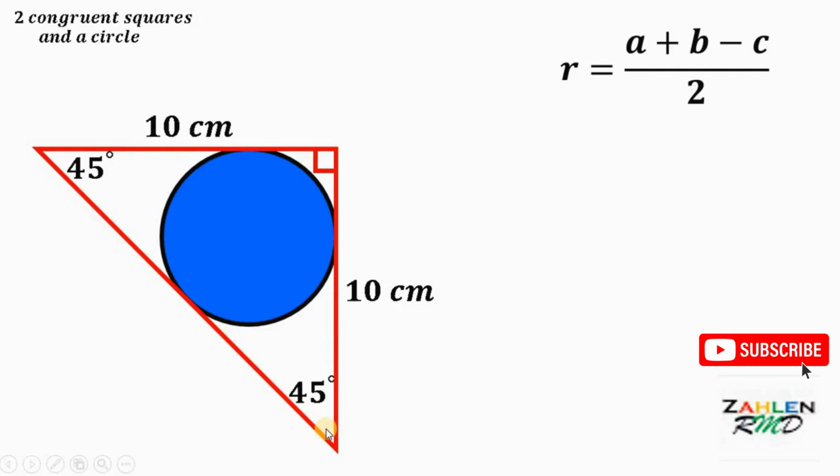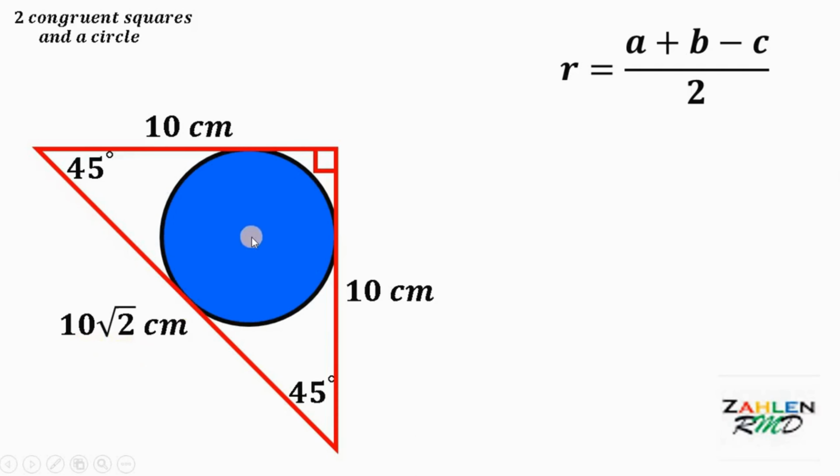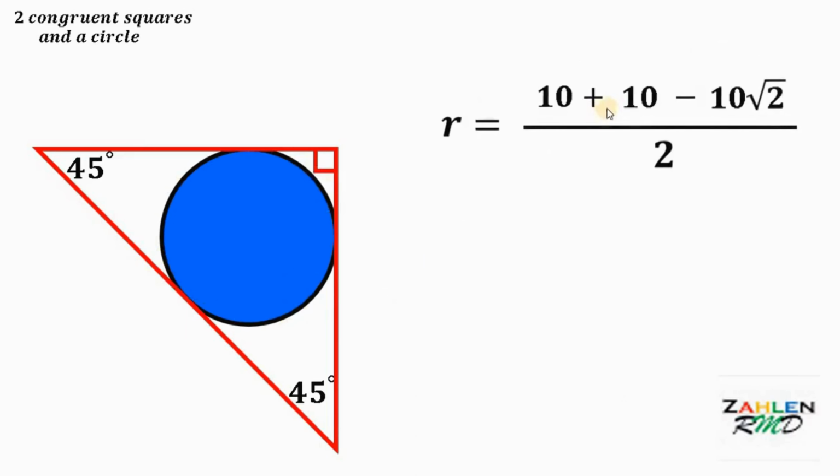Now since it is a 45-45-90 right triangle, we can easily find the length of the hypotenuse of this right triangle, because the length of the hypotenuse of this right triangle or the diagonal of the square must be equal to the length of the side of the square multiplied by the square root of 2. Therefore, the hypotenuse or the diagonal of this right triangle must be equal to 10√2 centimeters. Therefore, the radius of the circle inside of it must be equal to (10 + 10 - 10√2) divided by 2.